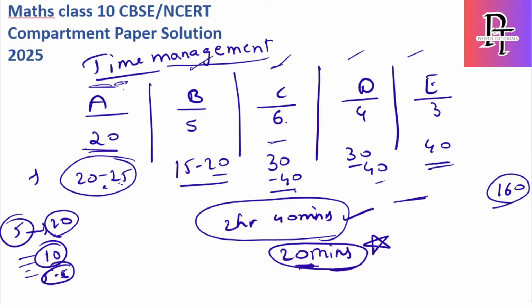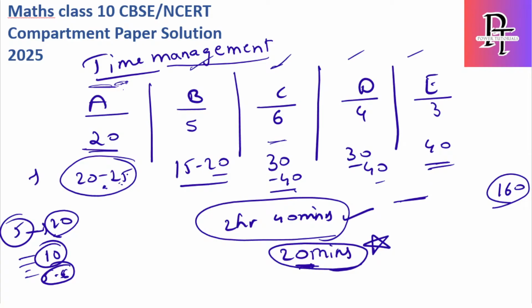Section C has 6 questions of 3 marks each, so try to solve it in around 30 to 40 minutes. Section D has 4 questions of 5 marks each, so again 30 to 40 minutes. Section E is a case study with 3 case study questions. It's not only 3 questions, we have 3 sub questions for each case study, so you can keep a benchmark of 40 minutes for section E as well.